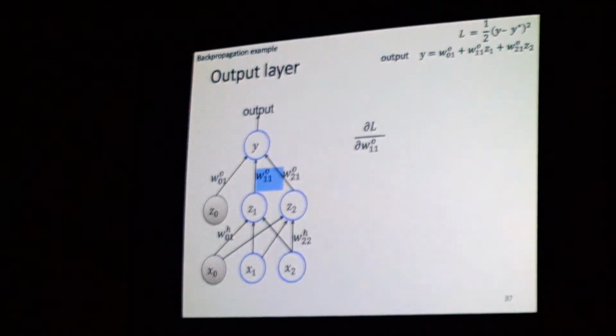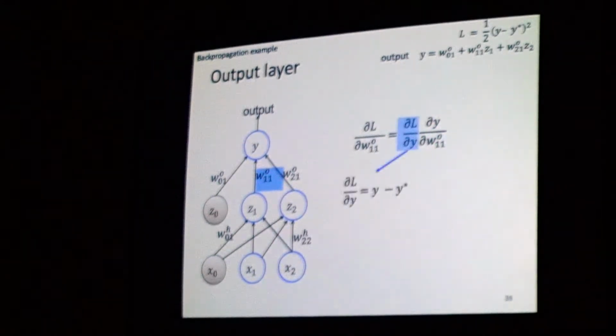Yeah, the same procedure, right? L depends on y, which depends on W11O. So you first calculate partial L over partial y, and then partial y over partial W11O. But here it is worth attention: this one has already been computed. So if you can smartly cache them, you don't need to recalculate. Actually, the key idea of backpropagation is to tell you how to smartly cache all the intermediate results so that you don't need to calculate everything from scratch. Okay?